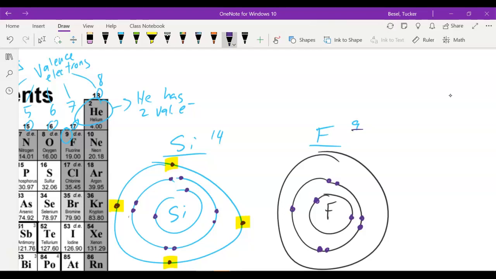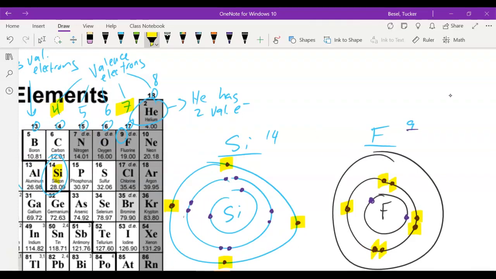Notice that I only have 2 in the first row, and then I can fit up to 8 in that second row, but I didn't need it because I ended up running out of electrons by then. Also, I started pairing up after I got to 4. So now let's double check. So I've got 1, 2, 3, 4, 5, 6, 7. And based off what the periodic table says, it does accurately predict 7 for fluorine.